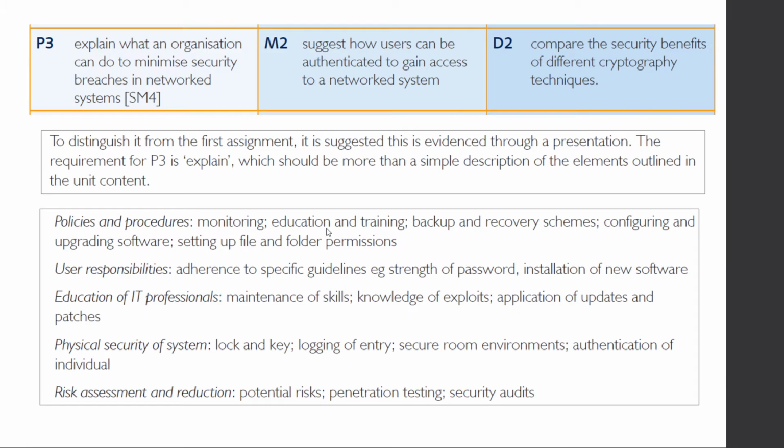As you can see, P3 is explaining what an organisation can do to minimise security breaches. Authentication and cryptography I'll do in different weeks, so you can do them at a different time. But for now, we're going to be focusing on P3, because P4 and P5 are going to be part of the same assignment essentially. What it asks for is it suggests to do a presentation.